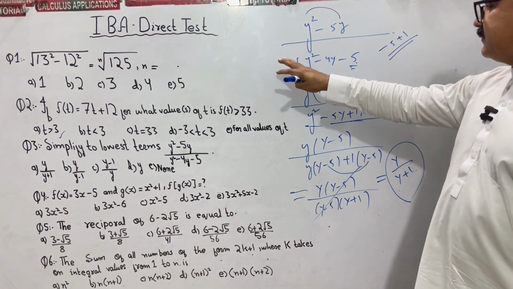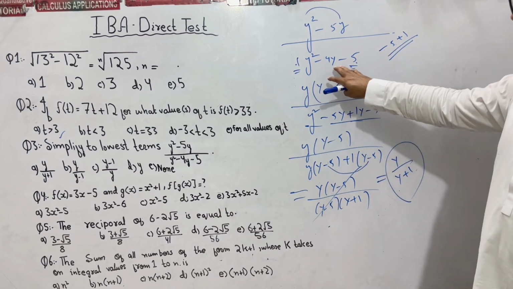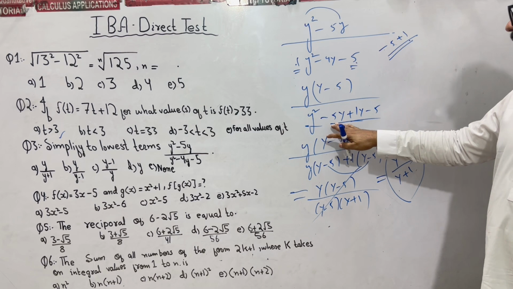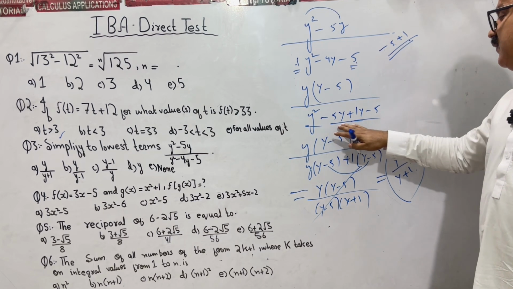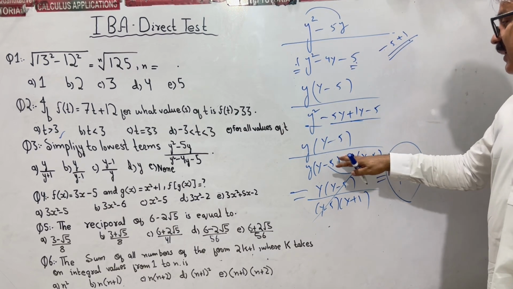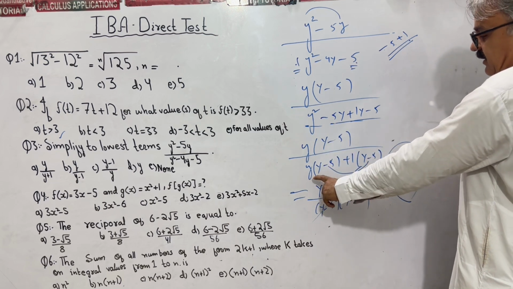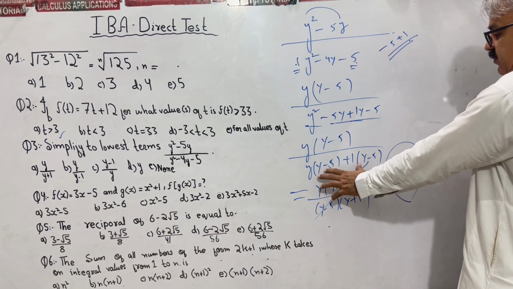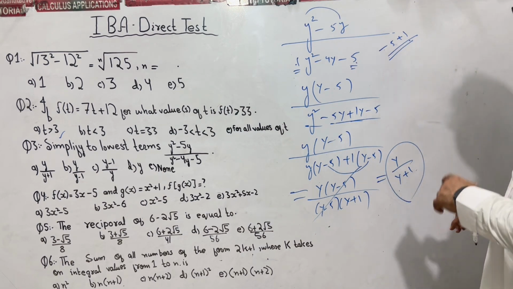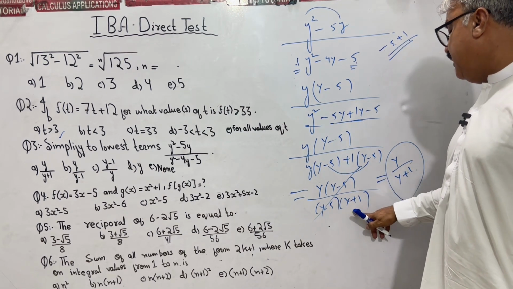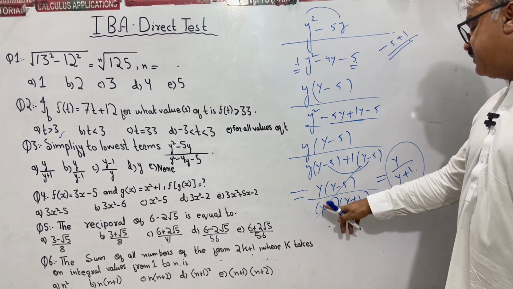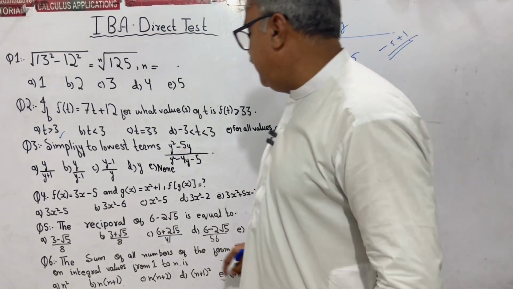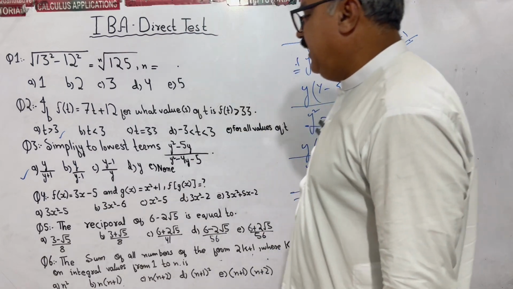Taking y common, applying the middle term strategy here, 1 times 5 is 5, minus 5 plus 1 results in minus 4. I have written minus 5y plus 1y, which results in minus 4y. Taking y common results in y minus 5. Nothing common, 1 common, y minus 5. Both brackets are identical. We are good to go. One bracket is y minus 5 times y plus 1. Y minus 5 cancelled out. We have the answer y over y plus 1. So option number A is our right option in that case.